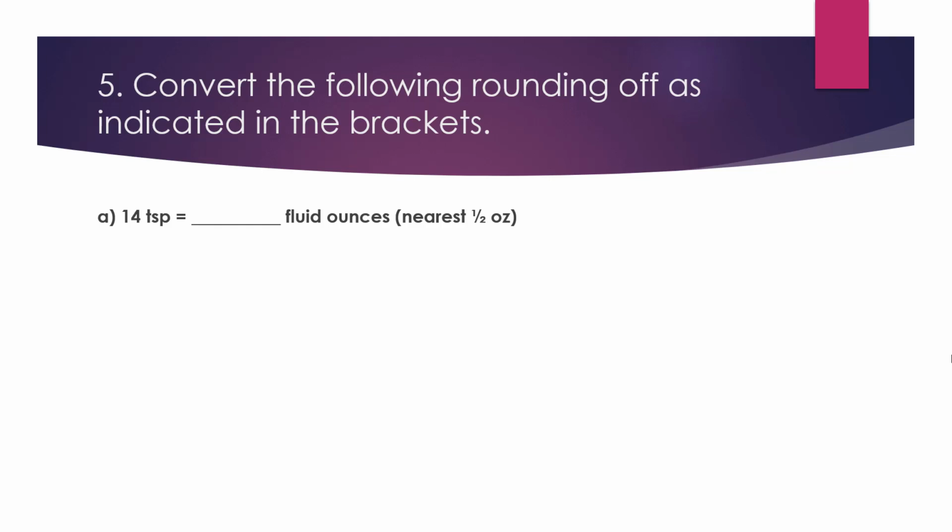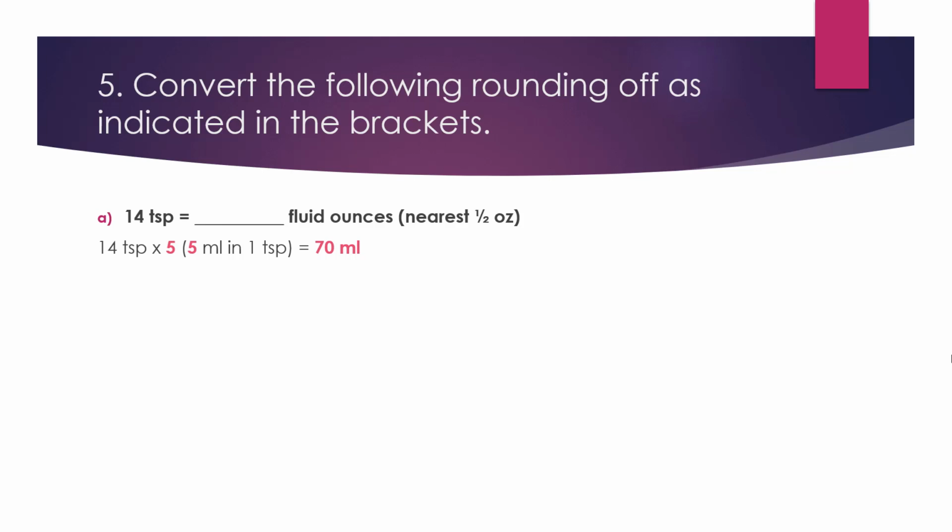First up, we have 14 teaspoons, and we need to convert that into fluid ounces, rounding it off to the nearest half ounce. Now we need to find a common measurement that we can use to figure out teaspoons and fluid ounces, and we're going to use milliliters. We know that there are 5 milliliters per teaspoon and 28.4 milliliters to each fluid ounce. So first up, let's convert 14 teaspoons to milliliters, and we're going to do that by multiplying the amount of teaspoons we have, 14, times the amount of milliliters in a teaspoon, 5. So 14 times 5 equals 70 milliliters.